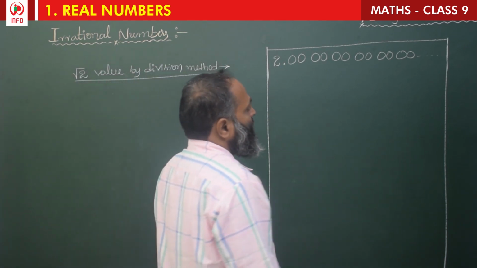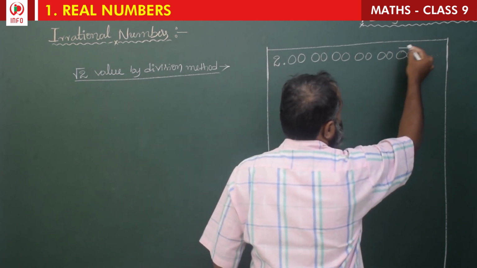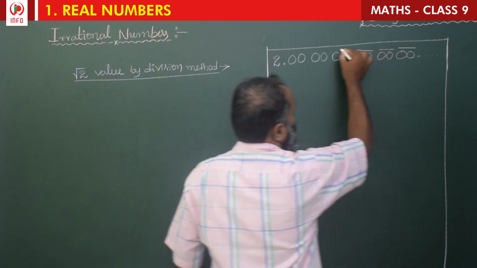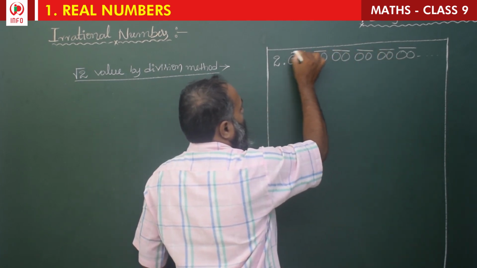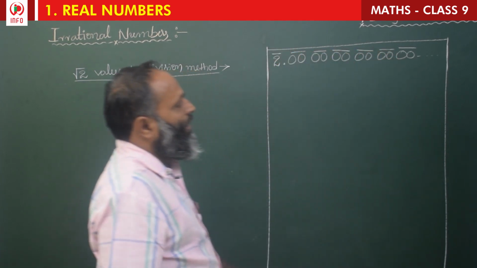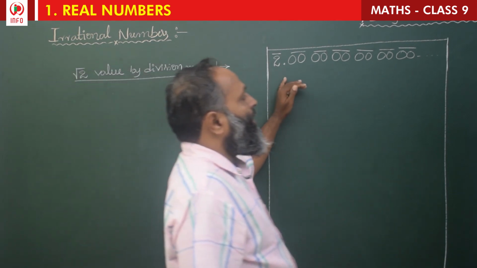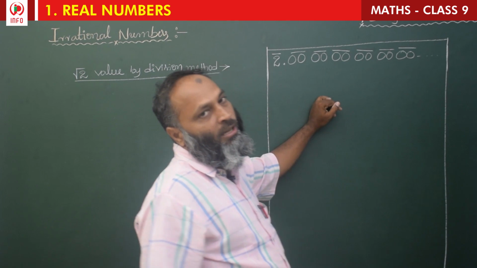On each pair of zeros we take a bar like this. So, on 2 zeros, 1 bar. 1 bar, 1 bar, 1 bar, 1 bar, and here a single one. So, on each pair of zeros we should take a bar.